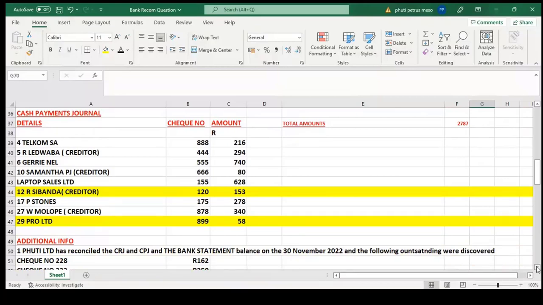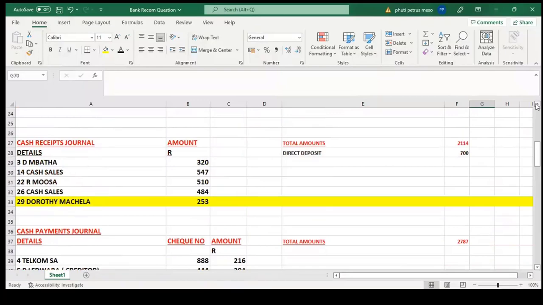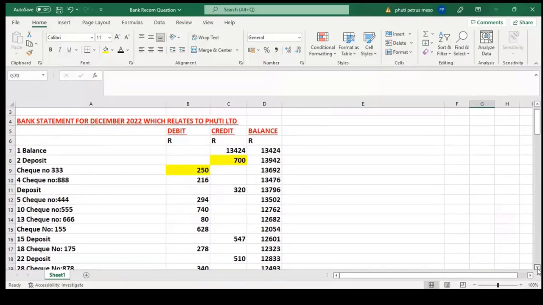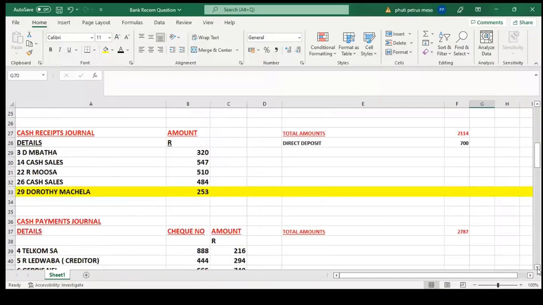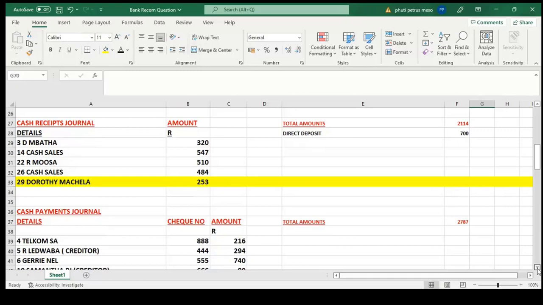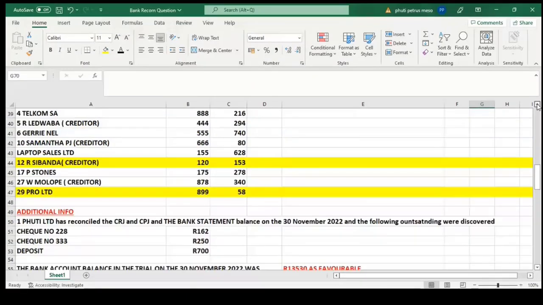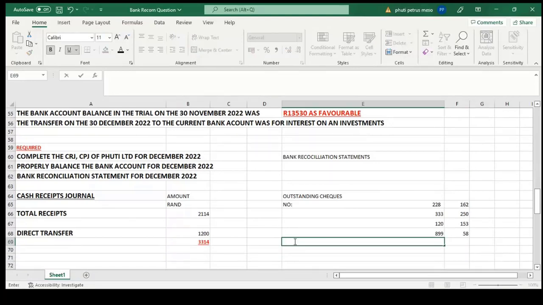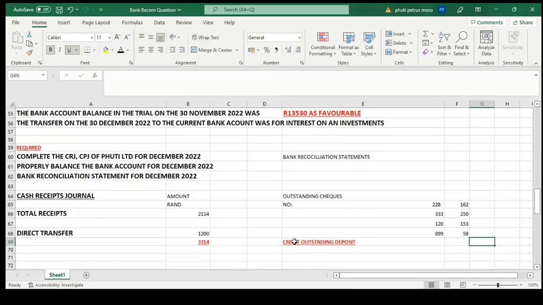Yes. So can we just scroll up to the CRJ? Because weren't the amounts missing from the bank statement? 253, yeah. That amount was not in the bank statement. So must that not go to the bank recon? It should go to the bank reconciliation statement. It is under the CRJ, so it has to go under the bank reconciliation statement. Can I say credit outstanding deposit of 253? I'm just trying to advise you. Please do. Outstanding deposit. 253, right? That's correct. Okay, so 253. Okay, so what else?